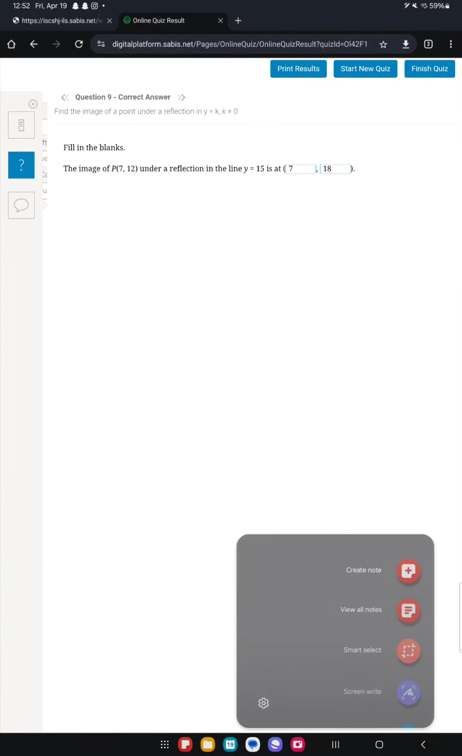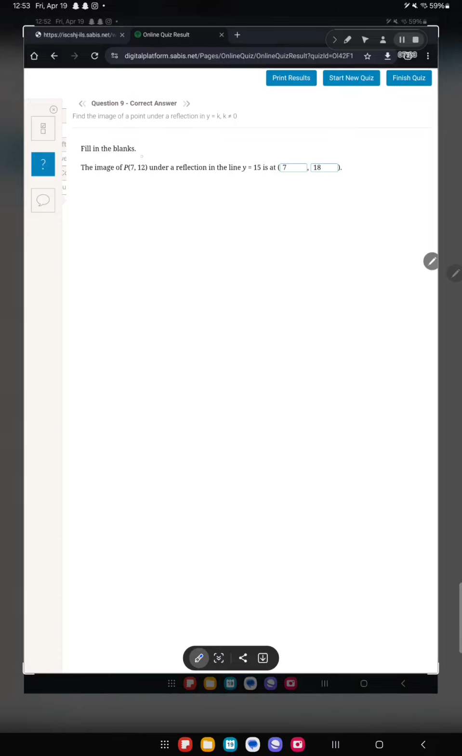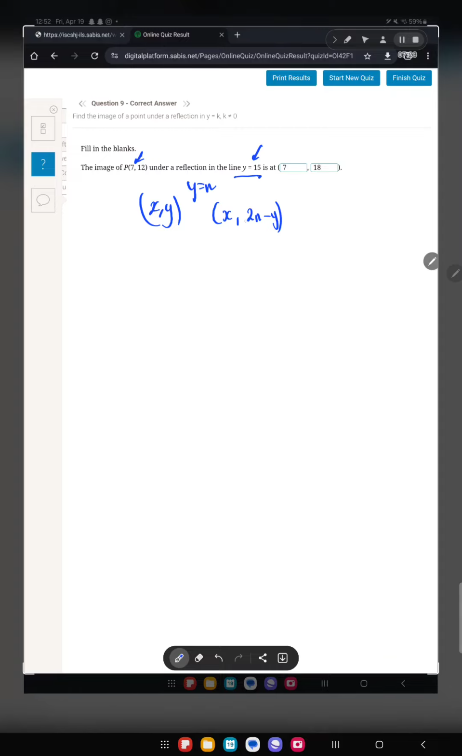Question 9. Same point (7, 12) under reflection of y = 15. Same formula, by the way. If you're reflecting about a y line, the x stays the same, but it will become 2n minus y, since I'm reflecting about y = n. You can use this formula, or same thing, you can use the graphic way.